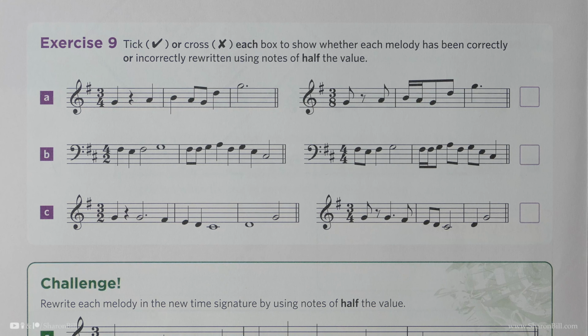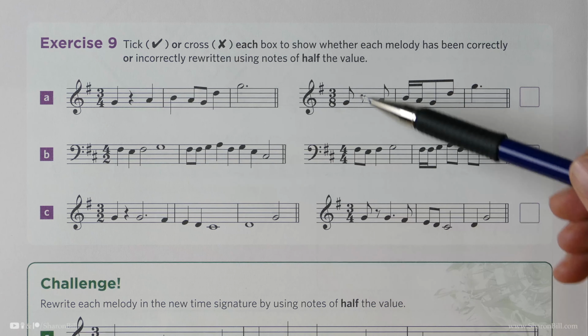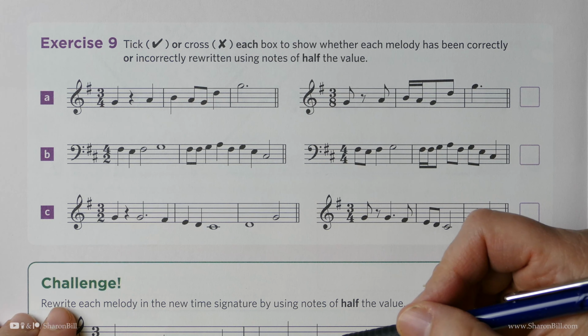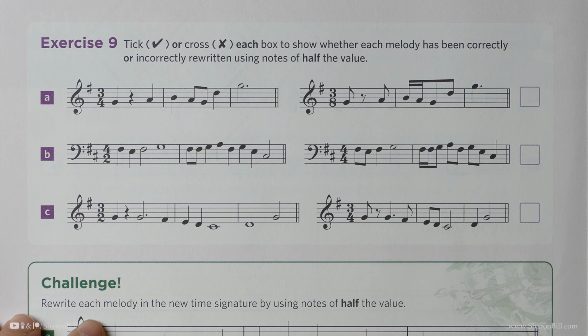Let's move on to page 14 of the Grade 2 Discovering Music Theory workbook, and we get some more examples of converting time signatures without changing the musical effect. And so in exercise 9 we have to tick or cross to show whether the conversion has been accurately done or if there are mistakes. Let's look at this first one together.